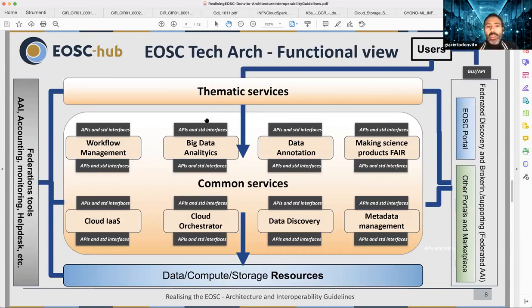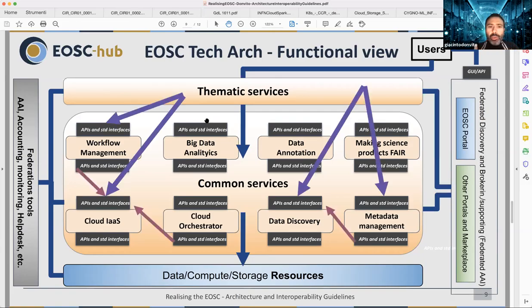To make a more visual description of this, at the end we will have a definition of functions via those building blocks that could be used to develop, for example, a new thematic service. You pick from the list of building blocks the feature you need, and then you know how to interact with that specific feature: which are the APIs, which are the standards, which are the protocols used. And if there is a service that could be joined with another because they have, for instance, compatible interfaces, you know this from the description. Then you can bridge together more than one service in order to develop your thematic solution.